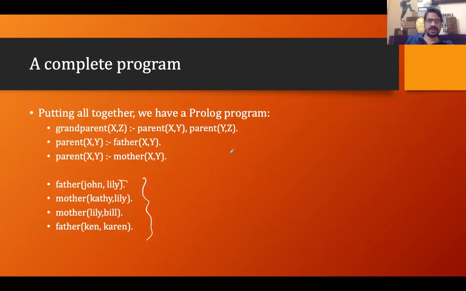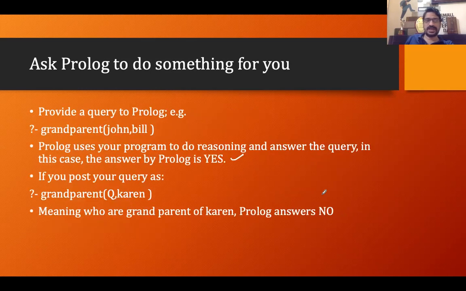If you look at this query, you'll find that we have John and we have Kathy. Both are the parents. And who is the child? Child is Lily. And who is the child of Lily? Bill. So you can see this hierarchy. Based on that, what is the relation between John and Bill? John is a grandparent of Bill? So the answer is yes.